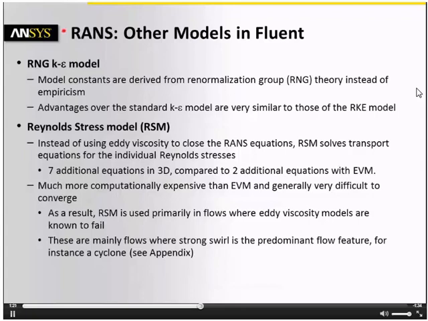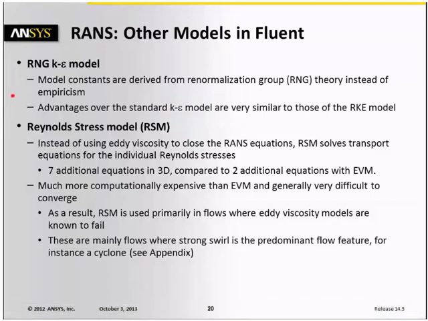Other RANS models available in Fluent include the RNG K-epsilon model and Reynolds stress models. The RNG model takes its name from renormalization group theory, which is used to determine the model constants. Compared to the standard K-epsilon model, the advantages of RNG are very similar to the advantages of the realizable K-epsilon model, so we typically recommend using the realizable K-epsilon model.